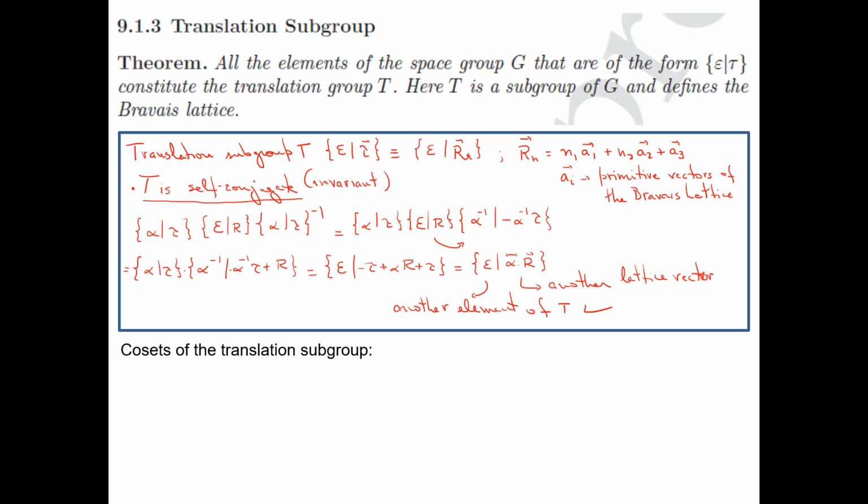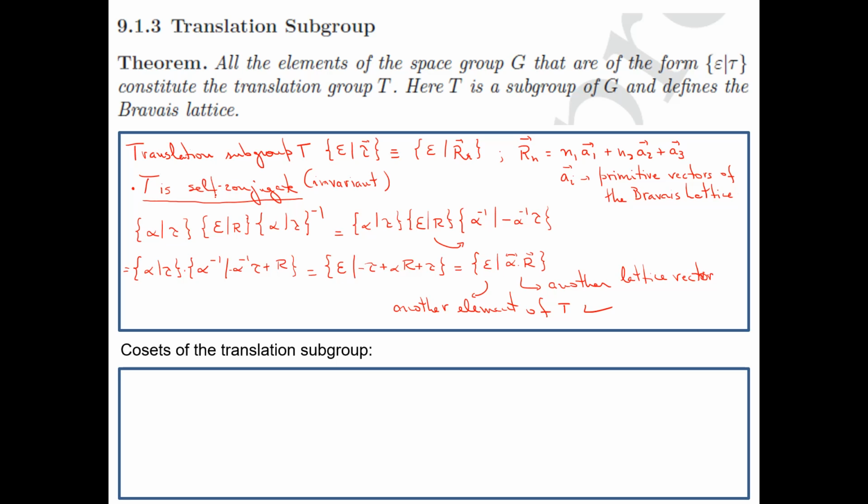And if you remember from chapter 1, there is an interesting property of self-conjugate subgroups: all cosets of a self-conjugate subgroup, the collection of them, form the so-called factor group, which is an important concept. So it's interesting to investigate now the cosets of the translation subgroup. So let's do that.